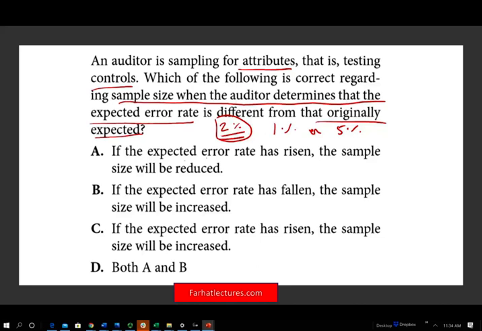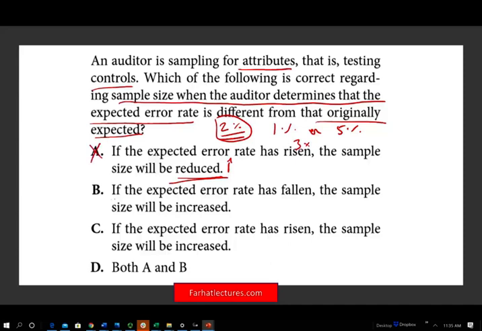Let's see. If the expected rate has risen, the sample size would reduce. Well, if we increase our expected error rate, we started with 2, and now we think we're going to have more, in other words, we might have 3. Now we're increasing our expected rate. Do we reduce the sample size? And the answer is no. If we expect to have more deviation, in other words, more people signing the checks who are not authorized, we're going to increase the sample size. And the reason is because we have more risk. We have to select more because the internal control is not working as we expected.